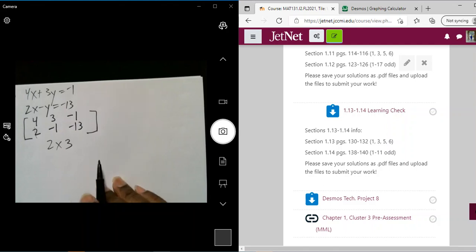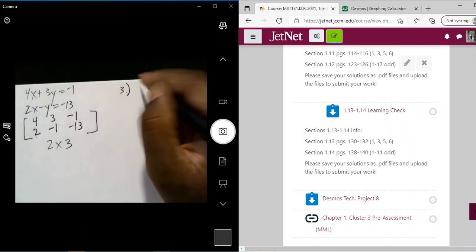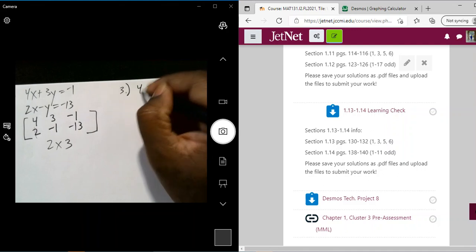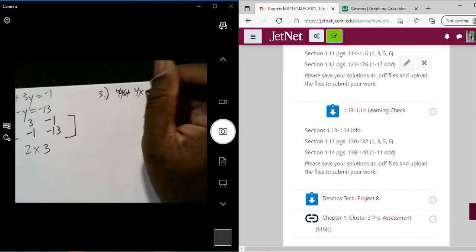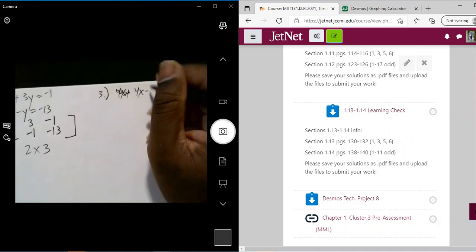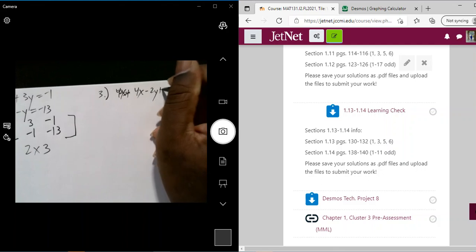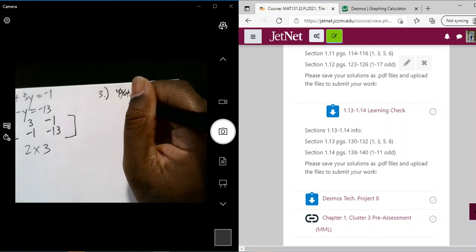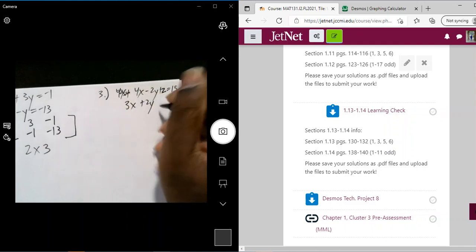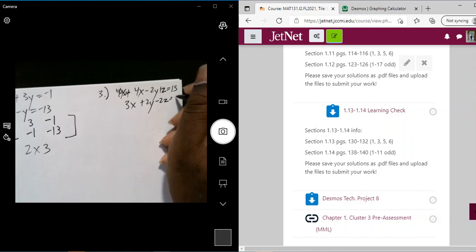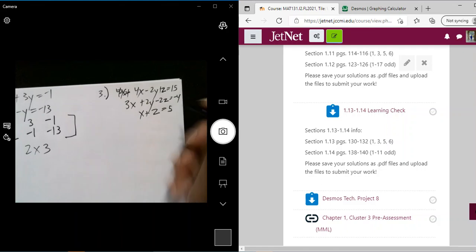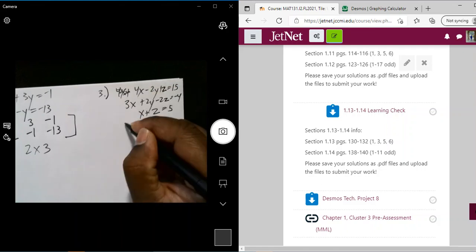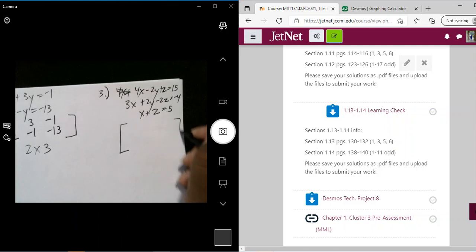Okay, now, I said I would do number 3 as well. The reason why I'm doing number 3 is because if you look at number 3, this is a 3 by 4 matrix. 4x minus 2y plus z is equal to 15. And then we have 3x plus 2y minus 2z is equal to -4. And then we have x plus z is equal to 5. So we will have 3 going down and then 4 going across.